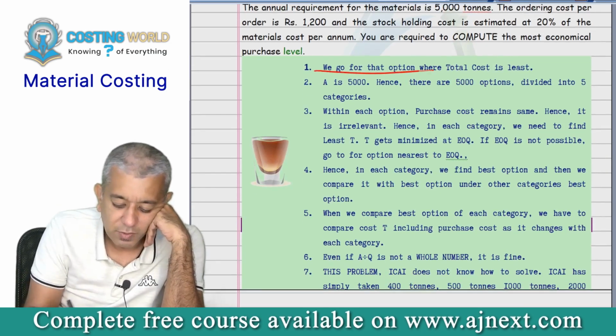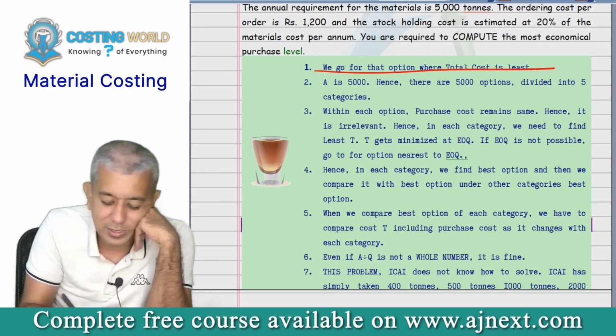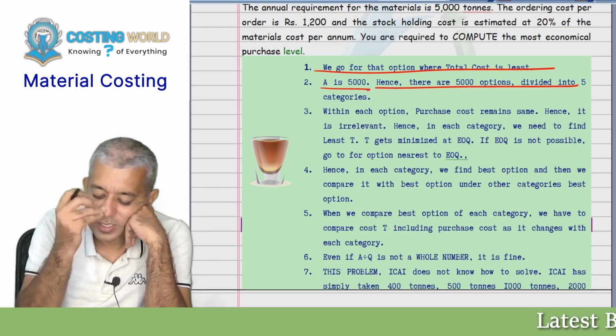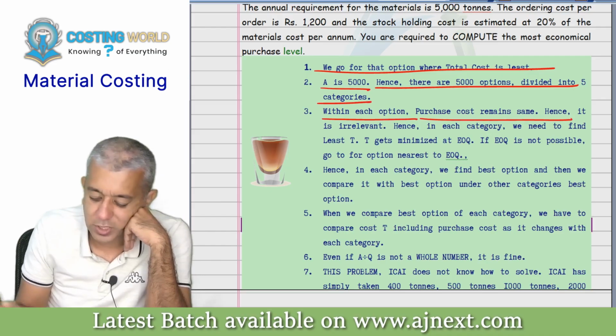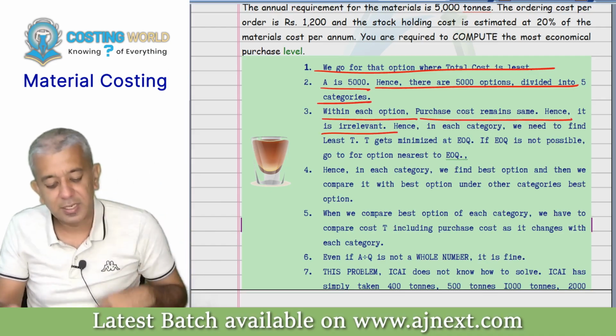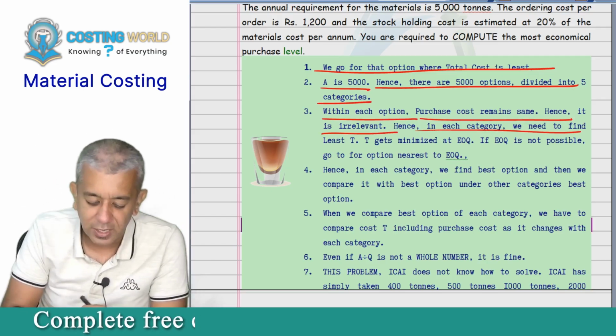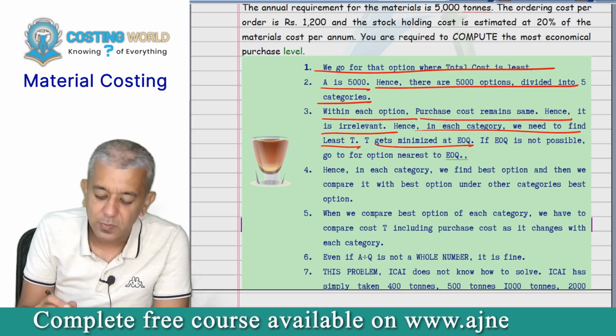We go for that option where total cost is least. A is 5000. Hence, there are 5000 options divided into 5 categories. Within each option, purchase cost remains same. Hence, it is irrelevant. Therefore, in each category, we need to find out least T. T gets minimized at EOQ.